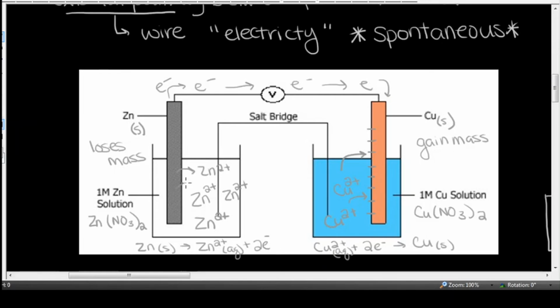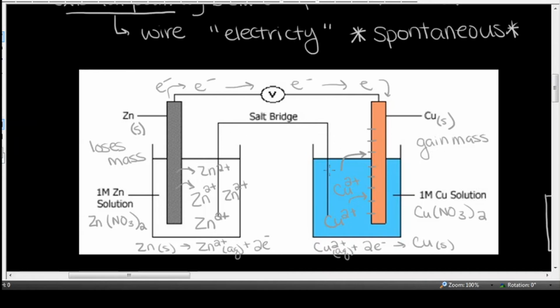And so as this is happening, the electrons will just spontaneously flow. So you can see we are now taking advantage of the fact that there is a difference in reduction potential between zinc and copper. And so the electrons are going to flow in that direction.